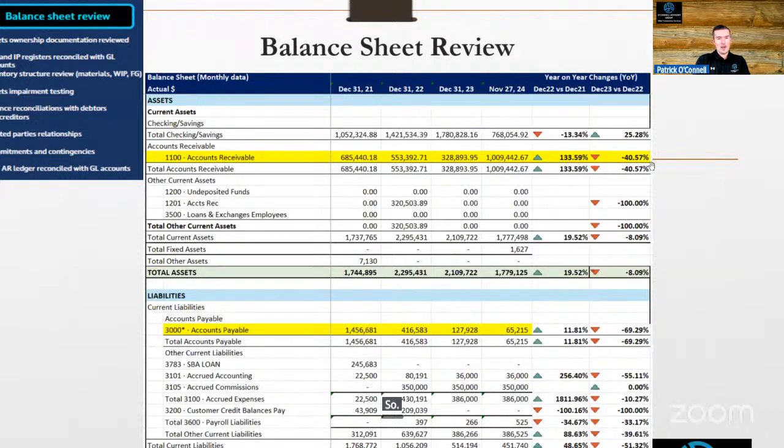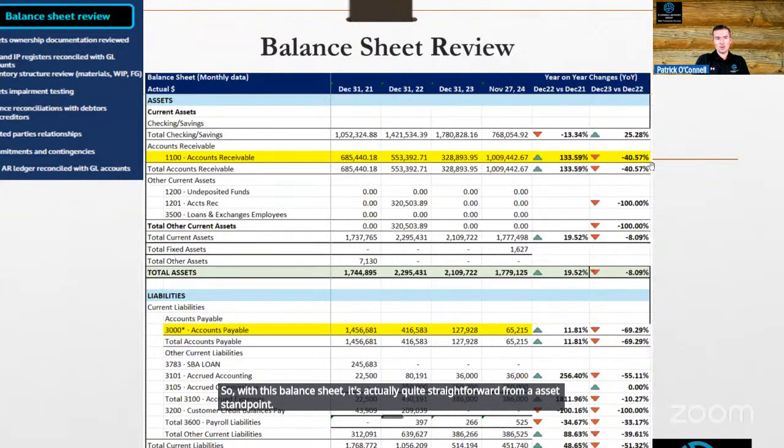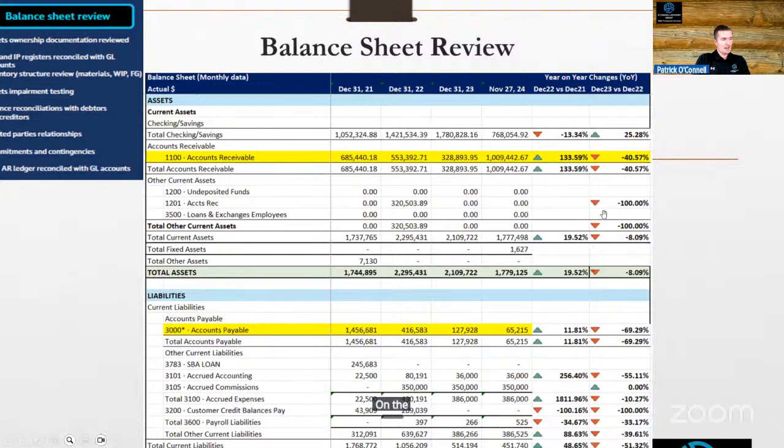So with this balance sheet, it's actually quite straightforward from an asset standpoint. What you'll need to do is run a report to understand the composition of AR and assess it for collectability and make sure there aren't any aged receivables within that amount. On the liability side, if you see accounts payable was highlighted, just to double click on, I typically will run an accounts receivable aging report, which is readily available in QuickBooks.